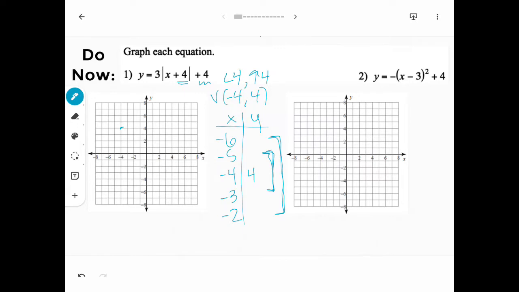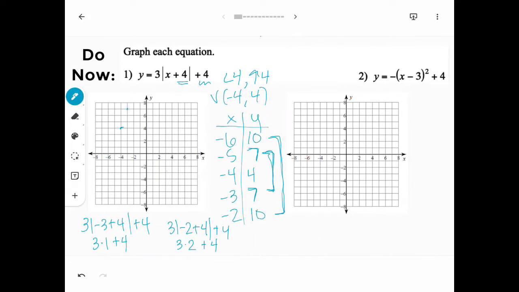So say I plug in -3. It's going to look like this, where you plug that in for your x. -3 plus 4 is 1. Absolute value of 1 is 1. So this is just 3 times 1 plus 4, which would give me 7, both at -3 and -5. If we do the same thing for -2, -2 plus 4 is 2. Absolute value of 2 is still 2. So this is 3 times 2 plus 4, which gives you 10.